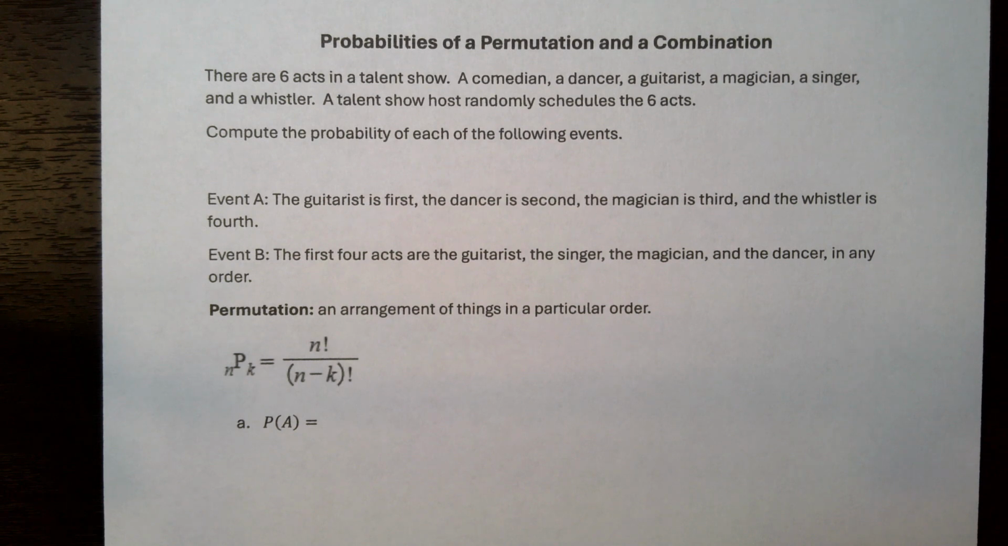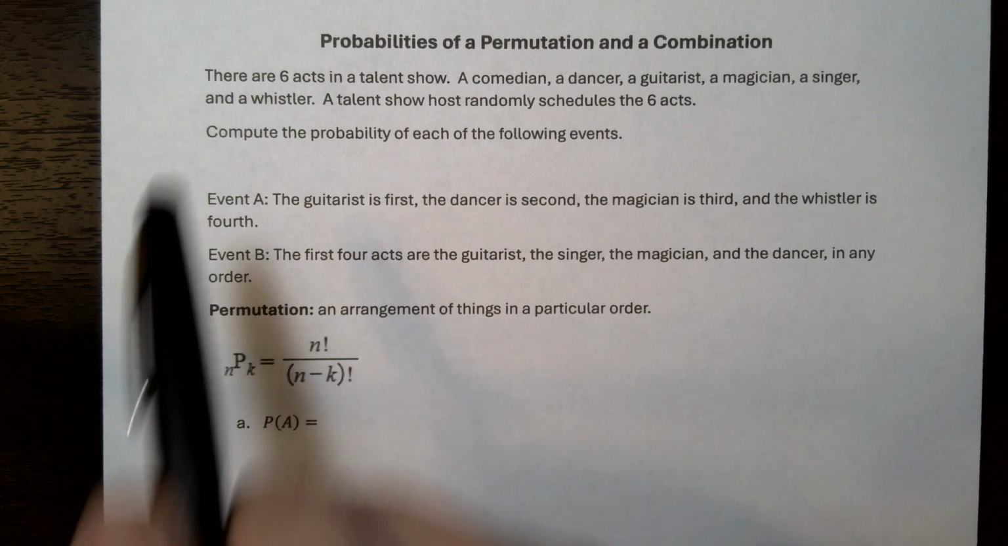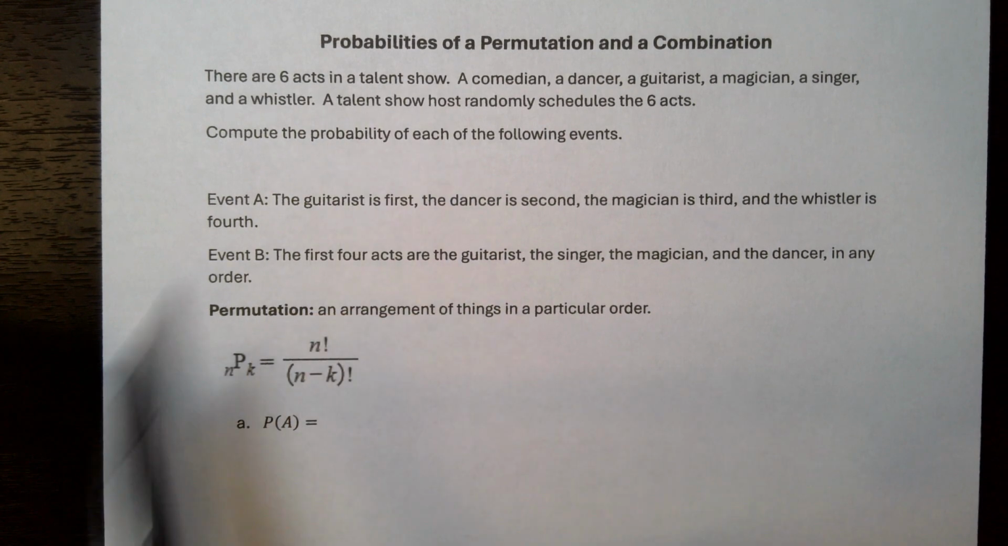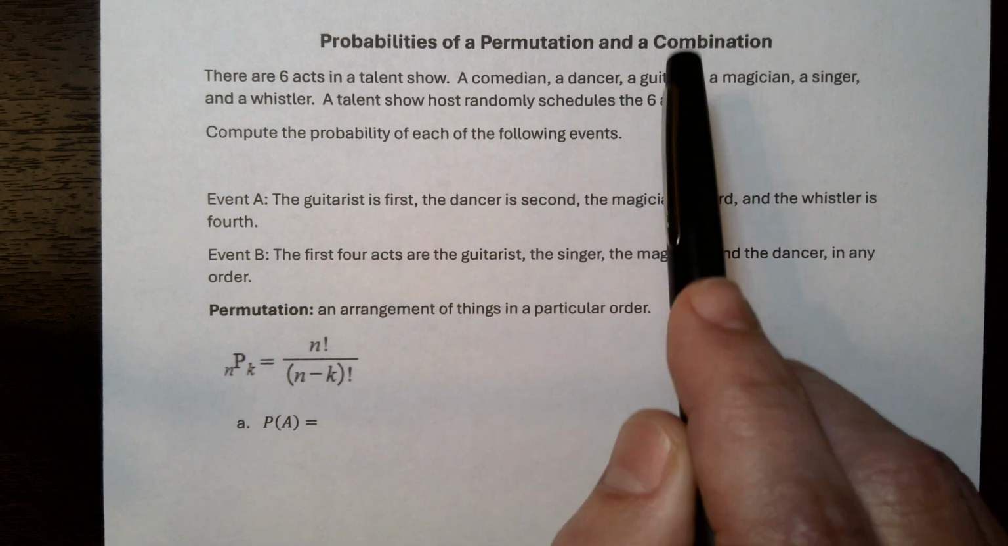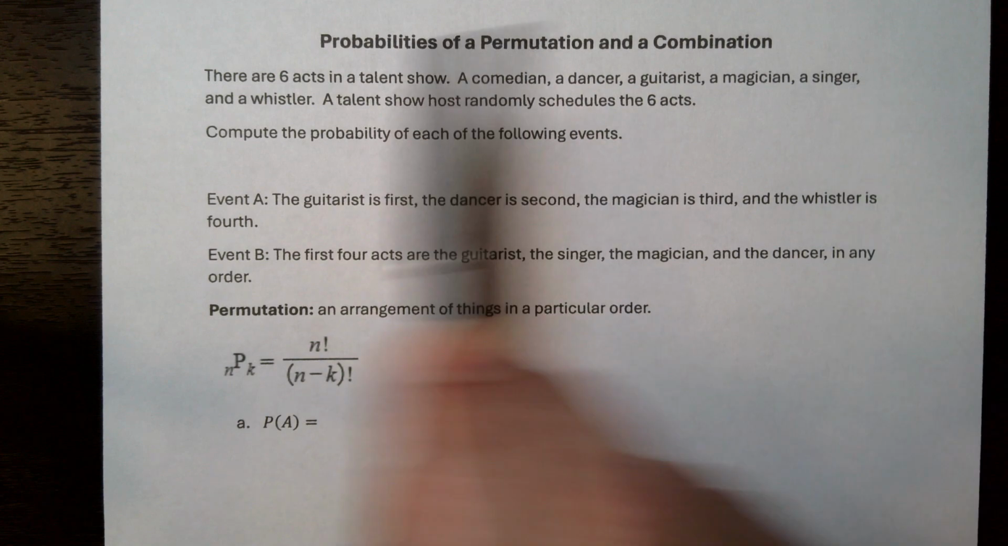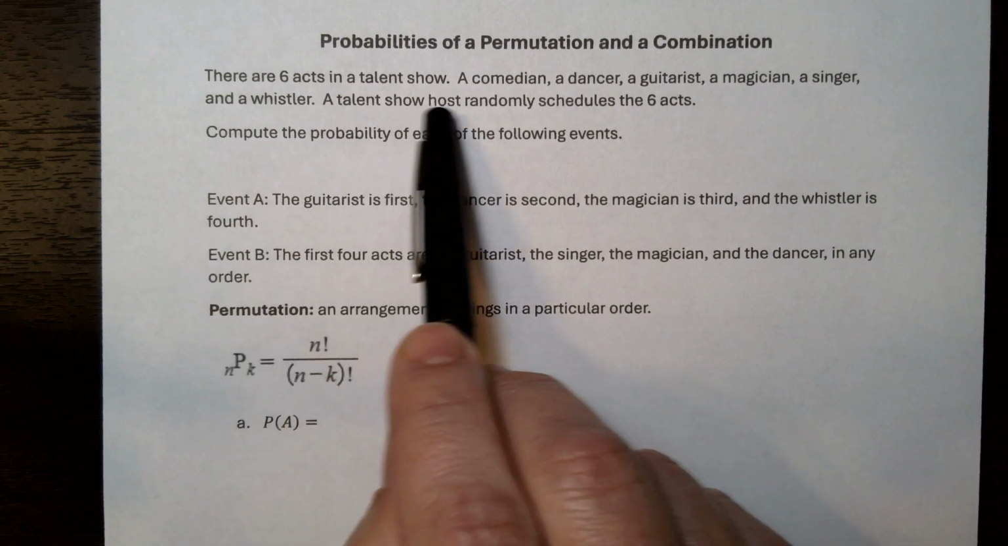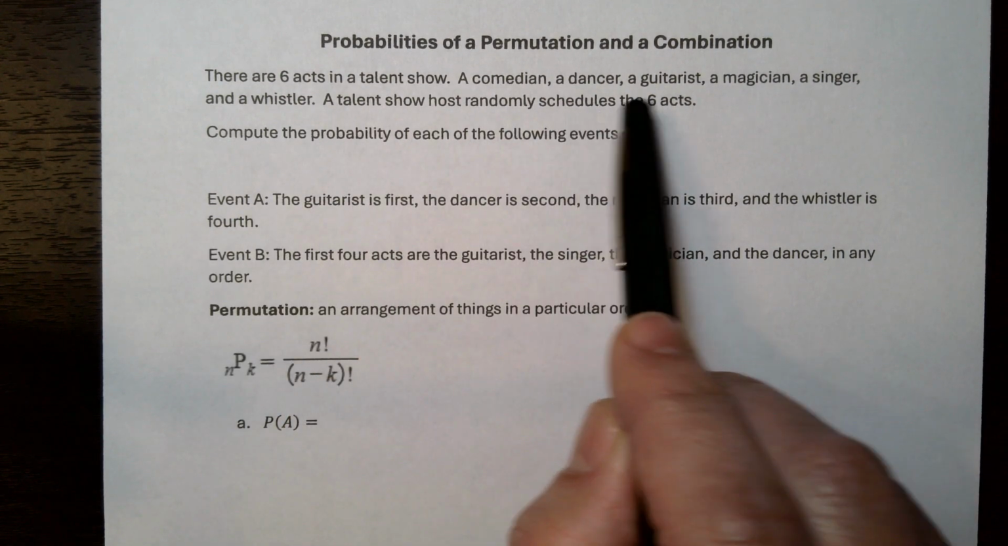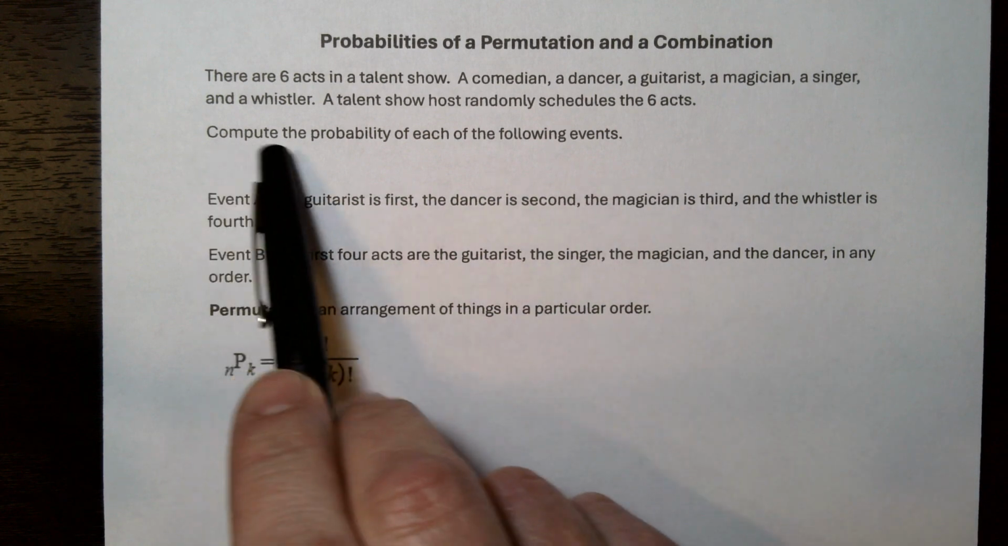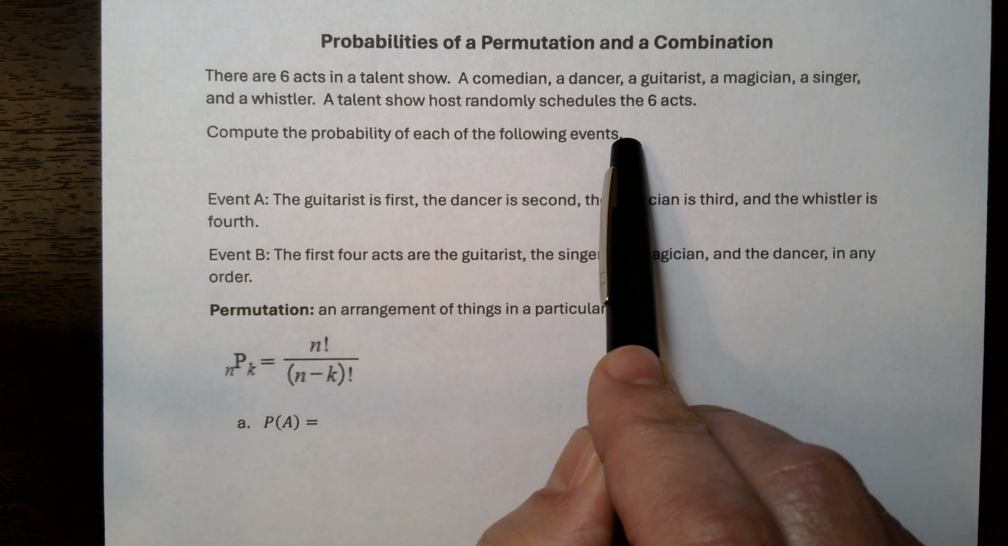In this video, we are going to be looking at probabilities of a permutation and a combination. So in our first problem, there are 6 acts in a talent show: a comedian, a dancer, a guitarist, a magician, a singer, and a whistler. The talent show host randomly schedules the 6 acts.